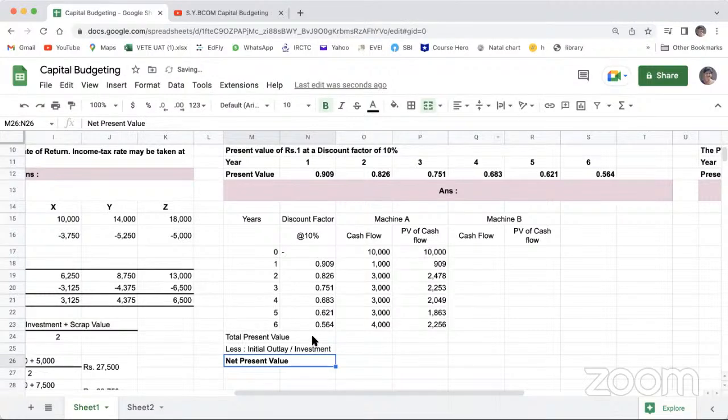Let's start. I will find out the total present value. What do we mean by total present value? It is the addition of the present value of cash flow from year 0 to the 6th year, and from it we have to minus the initial outlay, which is 10,000. Then we get the NPV. Now find out the total. I could use the formula directly, but I don't want to do that. That's why I'm asking you. Just do it.